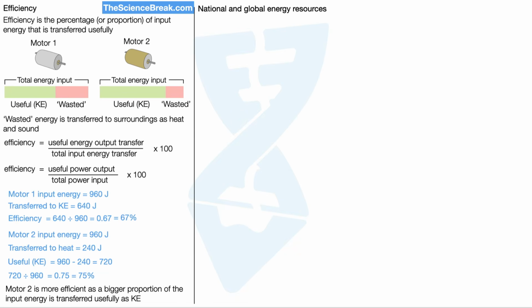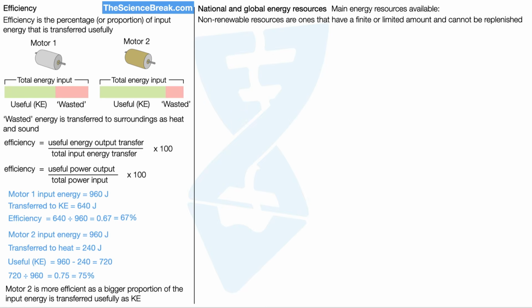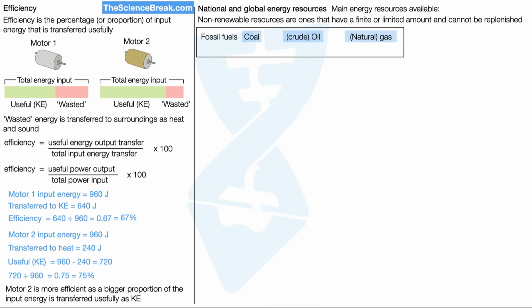Next, we look at national and global energy resources. Main energy resources available are the non-renewable ones, which are resources that have a finite or limited amount and cannot be replenished as they are used. These include the fossil fuels, which are coal, crude oil, and natural gas. And we also have nuclear fuel, which is not a fossil fuel, but it is also non-renewable.